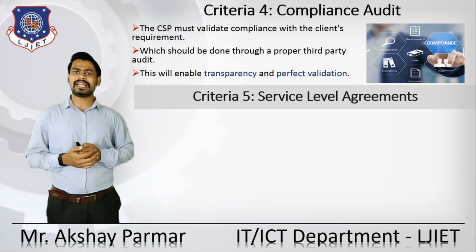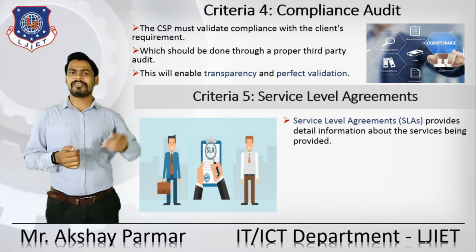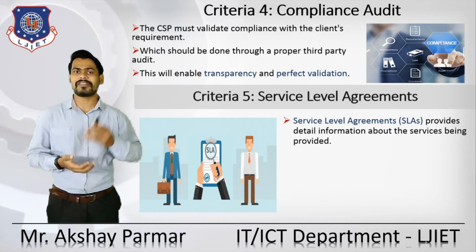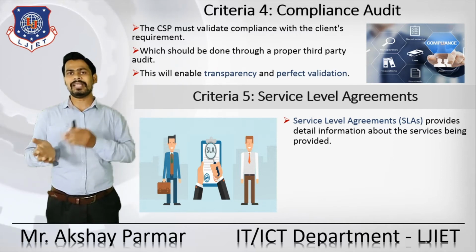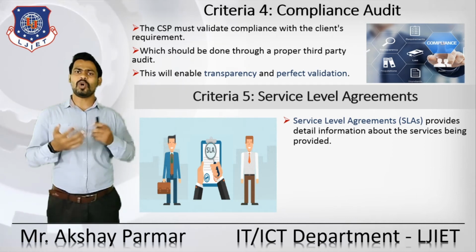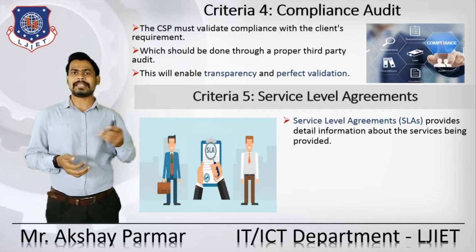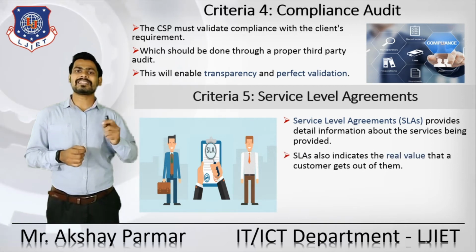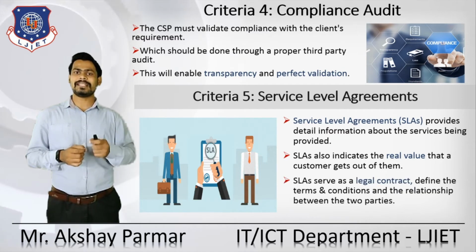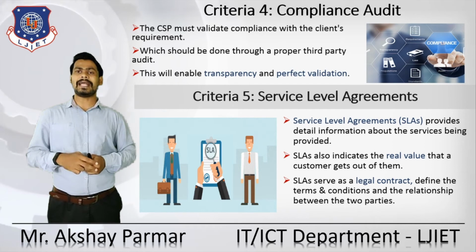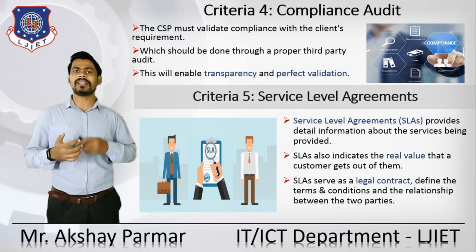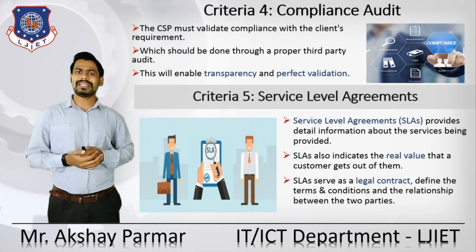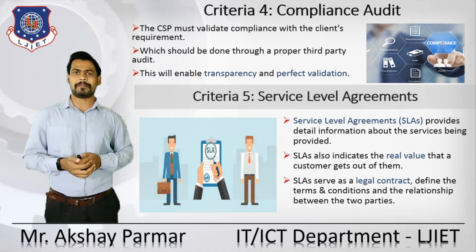After that, the fifth criterion is the service level agreement. The SLA provides detailed information about which kind of service is being provided by the particular cloud service provider. All the information is listed in the SLA, the service level agreement. The SLA also indicates the real value that the customer gets out of them. The SLA serves as a legal contract, defining the terms and conditions and the relationship between the two parties. All the details are mentioned in the service level agreement.